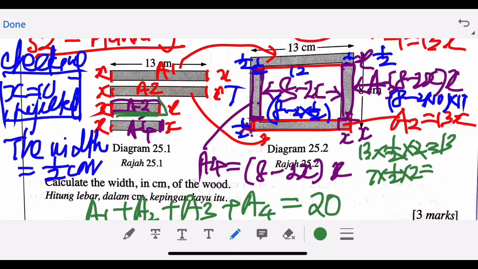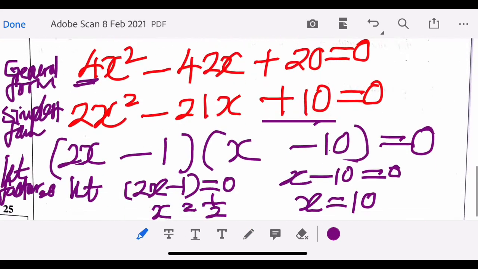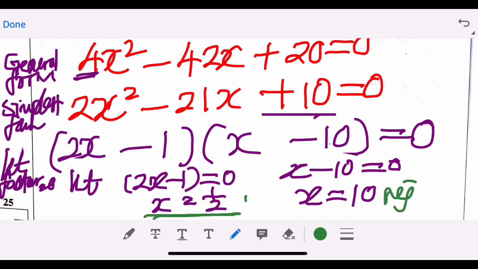I have two rectangular shapes. So I have 7, and if I add up, the area is 20 centimeter square. Yes, after I check, it seems like x equal to half is the best answer. So finally, you have to accept the answer which is logical after you test the answer or you check. So this one you have to reject. Understand? So the final answer is x equal to half centimeter.